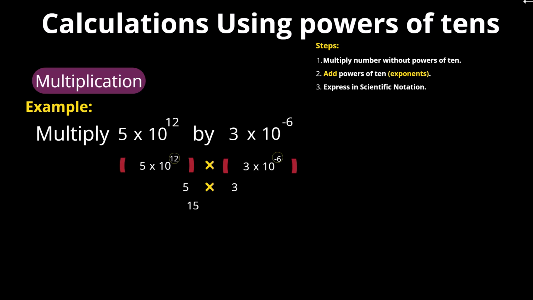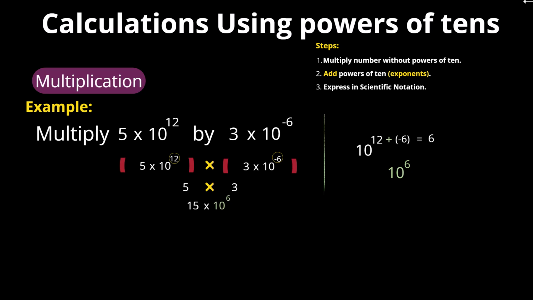So let's take a look at the exponents. We have 12 and negative 6. Let's add them. So we have the power of 10, and let's add the exponents. 12 plus negative 6 will be 6. So we have our new power with the exponent, which is 10 to the 6th power. Let's bring down 10 to the 6th power.